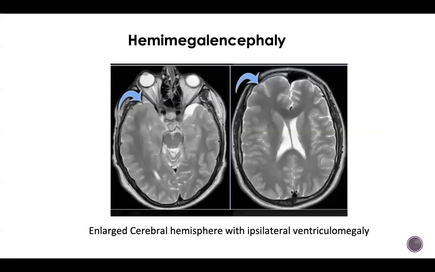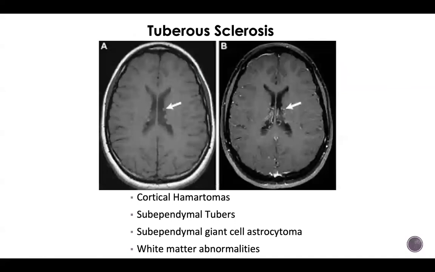Hemimegalencephaly is another condition, but it is not very common. Here you can see an enlarged unilateral cerebral hemisphere with ipsilateral ventriculomegaly. Tuberous sclerosis is another cause. In tuberous sclerosis, we can see that the entity is composed of cortical hamartomas and subependymal tumors, as represented in these MRI pictures.